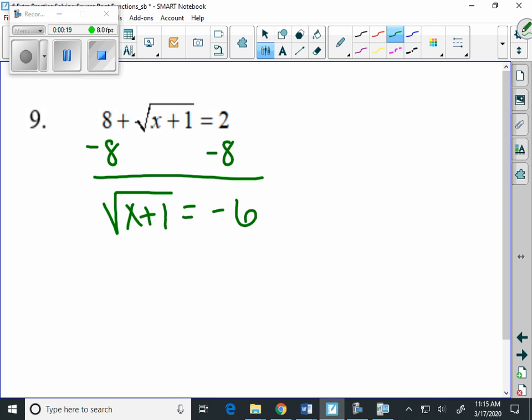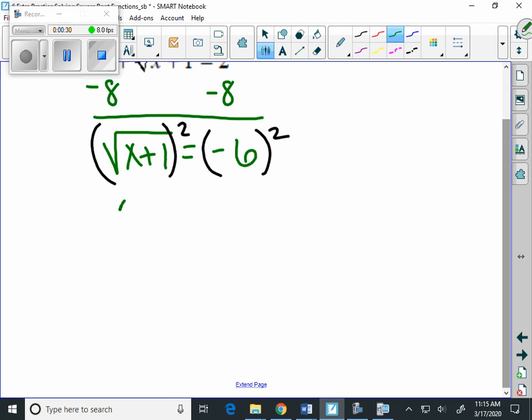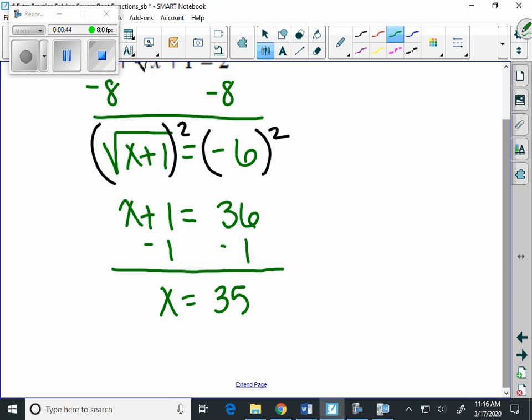And once we get the square root isolated, what we have to do is square both sides. Square rooting and squaring cancel each other out. So we have x plus 1 equals 36. And now we can solve. Well, subtract 1 from both sides. We get x equals 35.